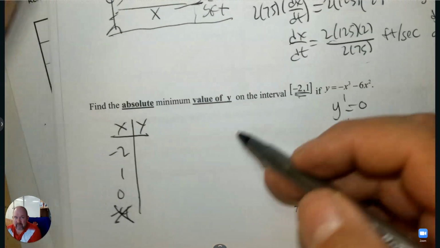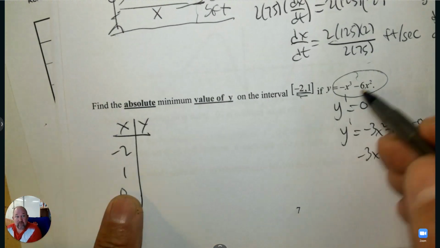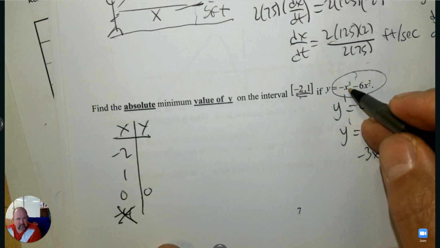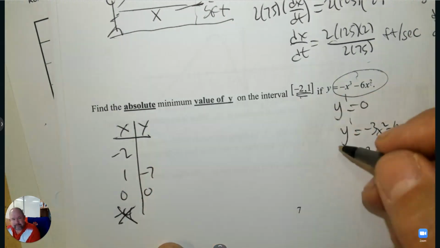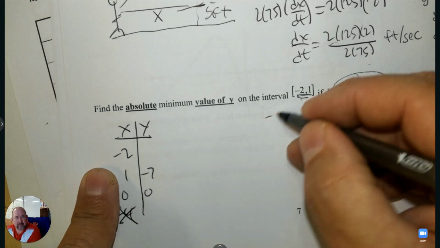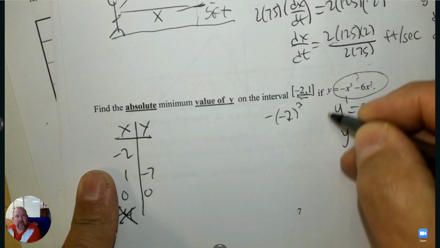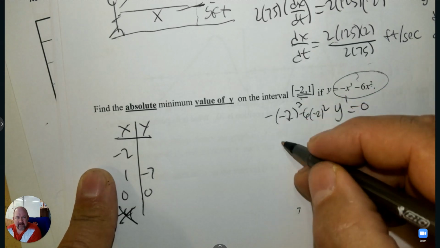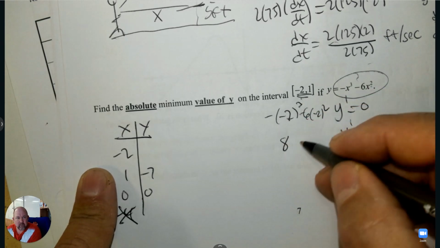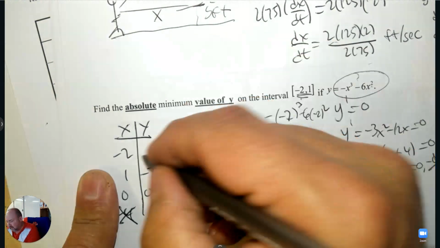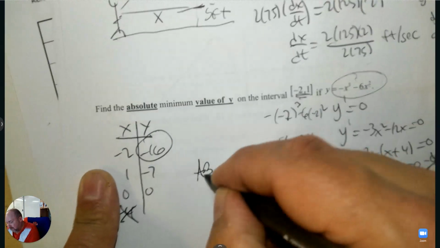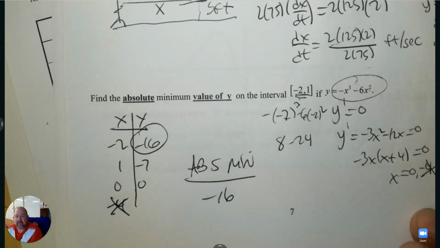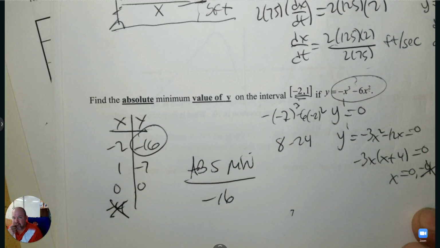Then I'm going to plug all of these into this equation. So 0, let me do that first, simple. 1 is -1 and -6, that's -7. This one will take a little bit more time. -2 cubed and -2 squared, so that's -8, negative is 8. This is 4, that's -24, so that's -16. Hey, I found my absolute minimum. It's at -2. So the absolute minimum of this is -16.